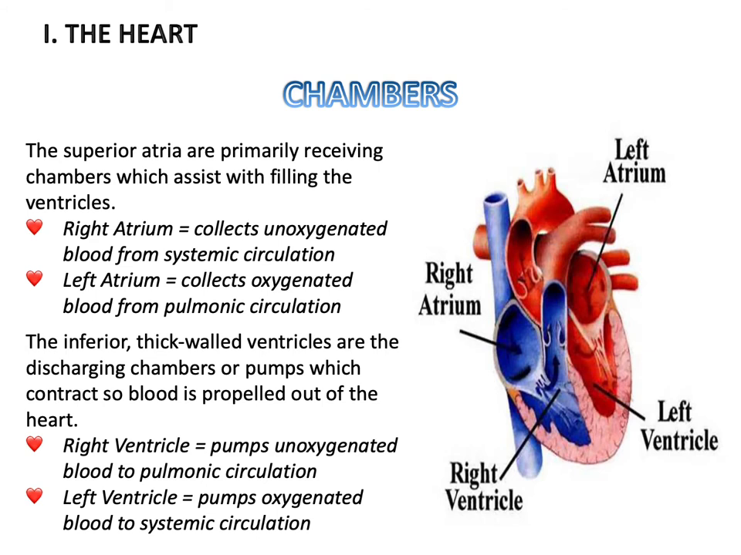Let us now go to the chambers. As we understood now the difference between the systemic and the pulmonic circulation. Ang heart ay may apat na chambers or four hollow cavities. Dalawa dito ay atria at dalawa ventricles.